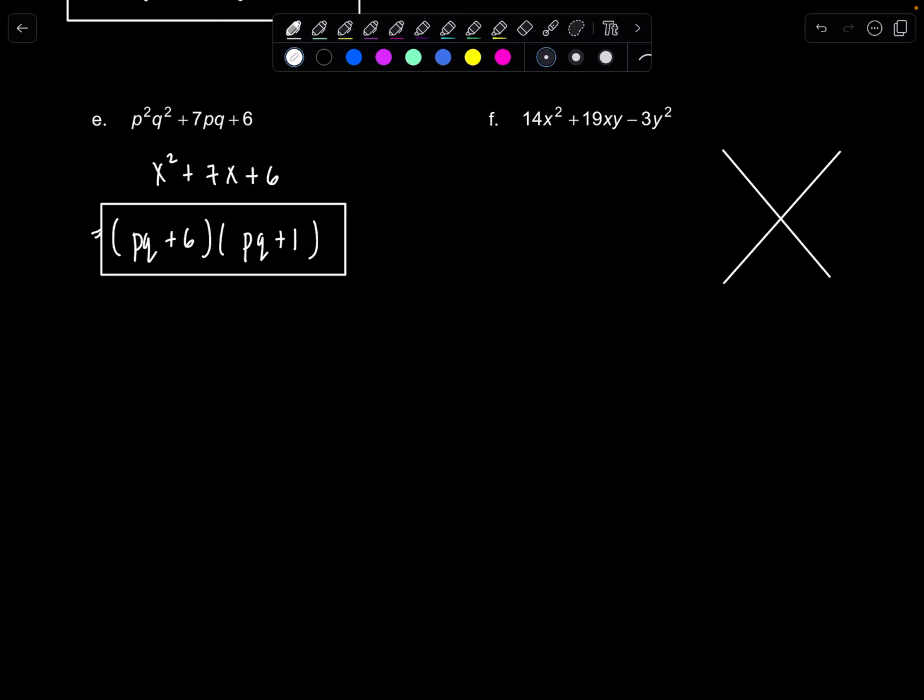So A times C, 14 times negative 3, that's negative 42. And then B is 19. So can you think of two numbers that multiply to negative 42, but add up to 19? It's going to be 21 and negative 2. So I'm going to use those numbers to split or rewrite that middle term. So now we have 14x squared plus 21xy minus 2xy minus 3y squared.